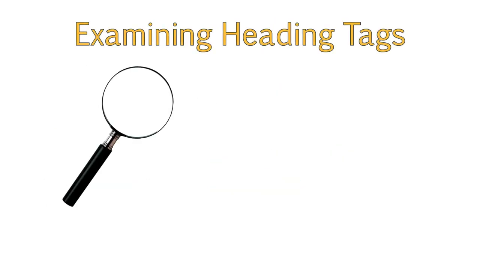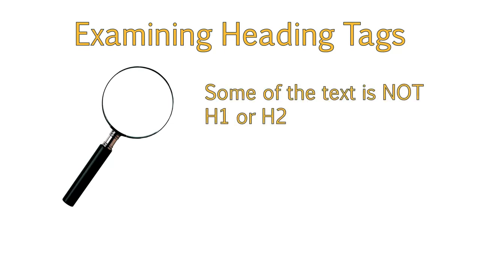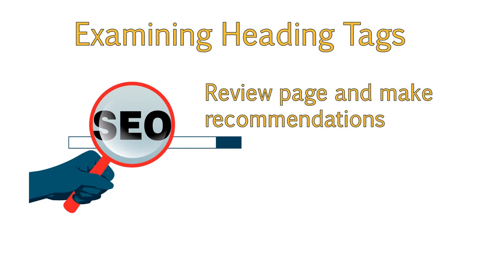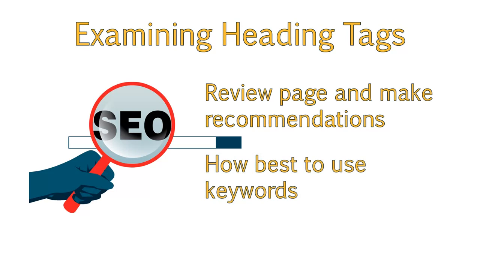When you start examining headings of a page, you will often find that a portion of the text that looks like it should be an H1 or an H2 is not. You may also find that some elements of the page are coded as a heading when they really shouldn't be. Our job as SEOs is to review the page and make recommendations on where to adjust the heading tags and how to best incorporate keywords into the heading tags where possible. I'm going to take a brief moment to show how you can identify heading tags within a page.